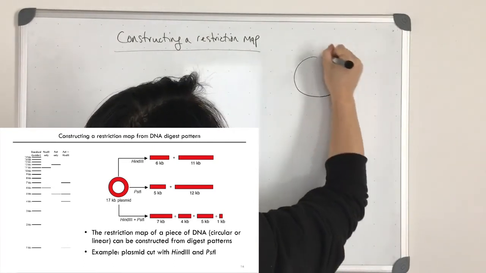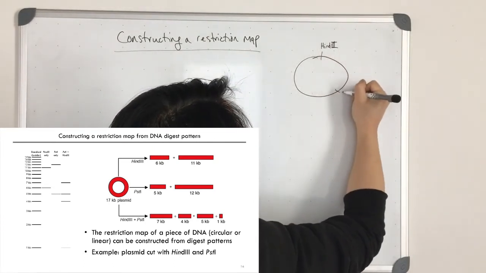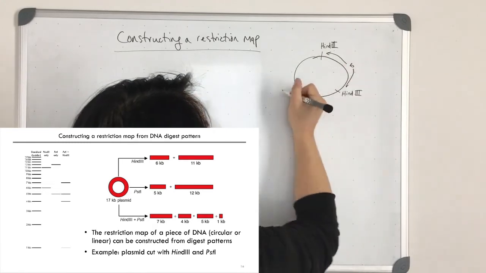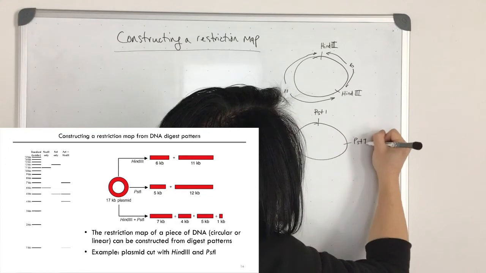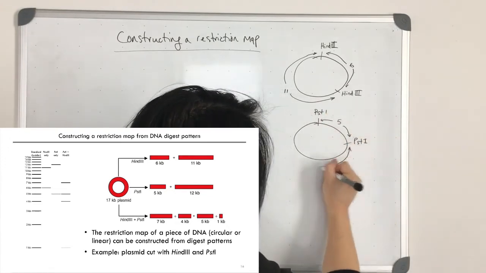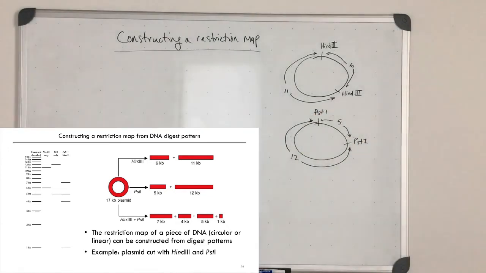What you can do is draw a map showing the positions of HindIII sites relative to one another, and another map showing the positions of PstI sites relative to one another. Then you can try to overlay these maps to get a complete map. You can use some of this information. For example, we know that we get a 1 kb fragment from the double digest that is not in any of the single digests. So we know that we have to have a PstI site that is 1 kb away from a HindIII site to give us a fragment of that size.